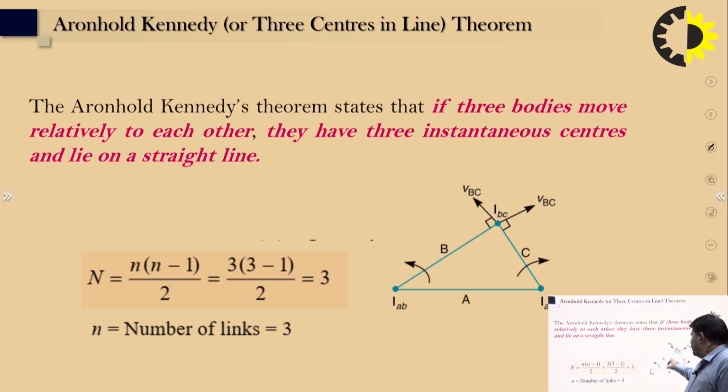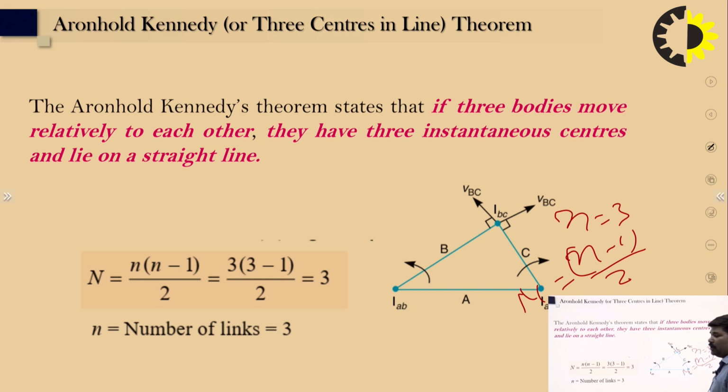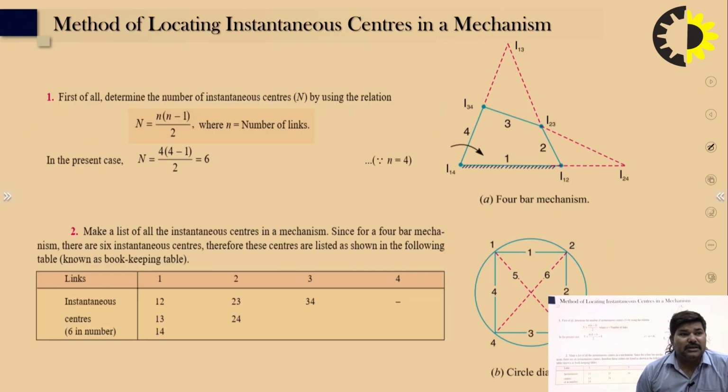Suppose here n equal to 3. So the formula used is capital N equal to n into n minus 1 by 2, so 3 into 3 minus 1 divided by 2. The value becomes 3. So the number of links is 3 and in the four-bar mechanism instantaneous centers is 4. So it means all these are in a straight line.